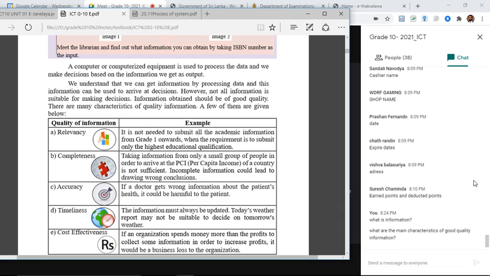Otherwise, we are taking that thing as fake information. Okay, then timeliness. Timeliness means what? It has to be updated.